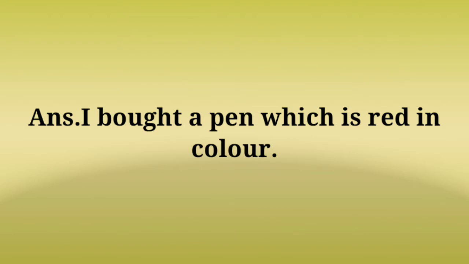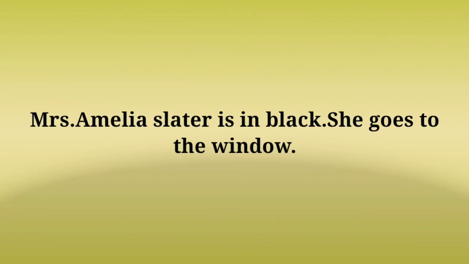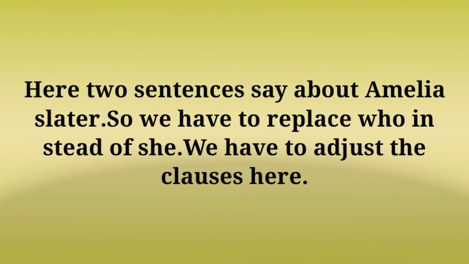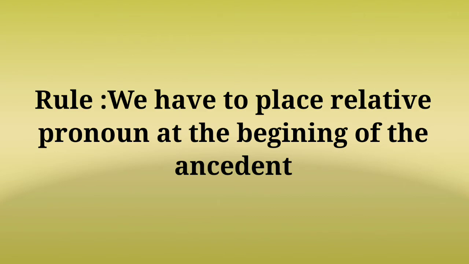Let's study another example. Mrs. Amelia Slater is in black. She goes to the window. Here two sentences say about Amelia Slater. So we have to replace she with who. We have to adjust the clauses here and write the answer like this. Mrs. Amelia Slater, who goes to the window, is in black. Here the rule is we have to place the relative pronoun at the beginning of the clause.